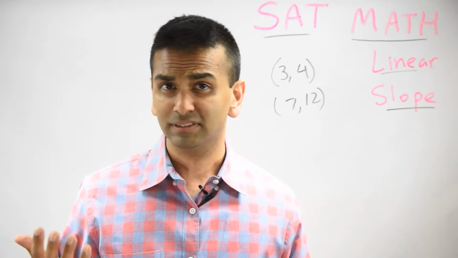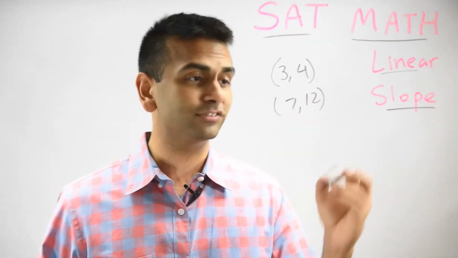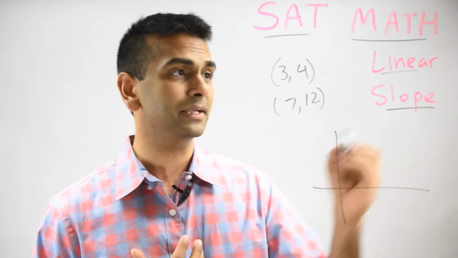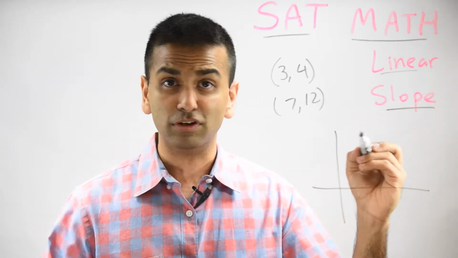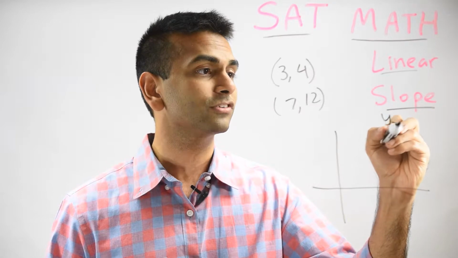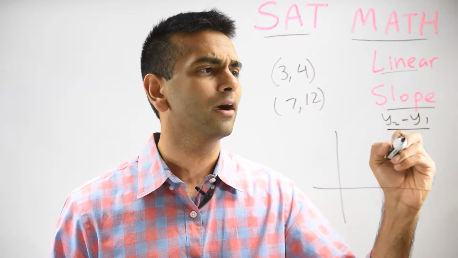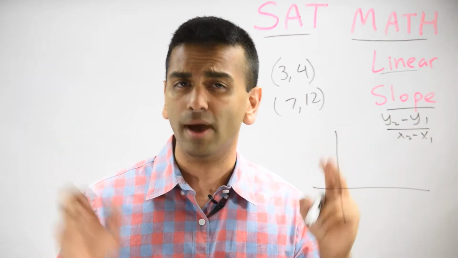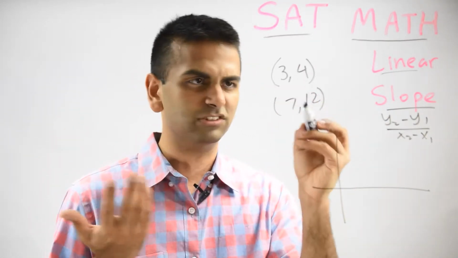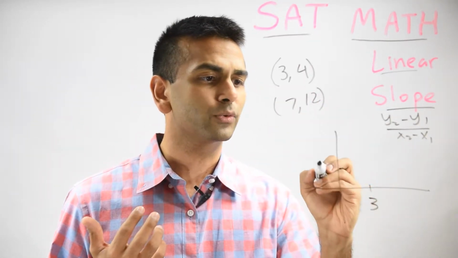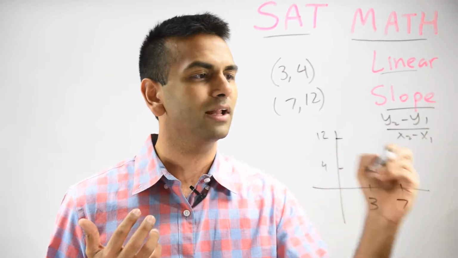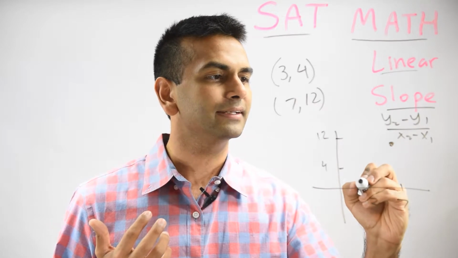For example, let's say you're given these 2 points and you want to find the equation of the line, the mx plus b. Well, to find the slope, there's this thing called the slope formula, which is just y2 minus y1 over x2 minus x1. It's really just, as you'll see, rise over run. Just to get some intuition, let's plot these 2 points over here, 3, 4, and then we have 7, 12.